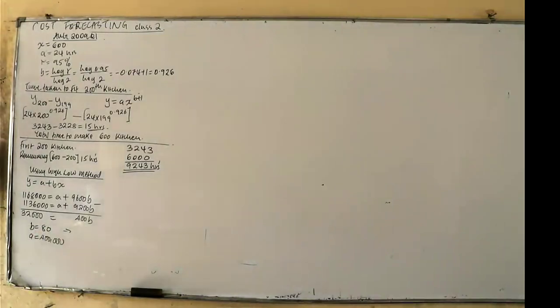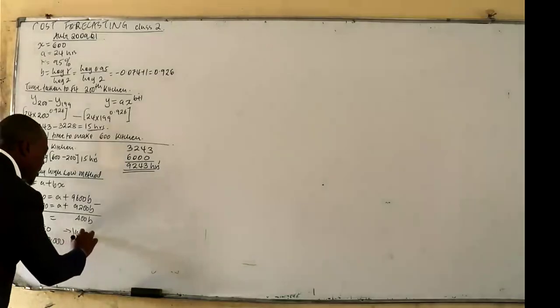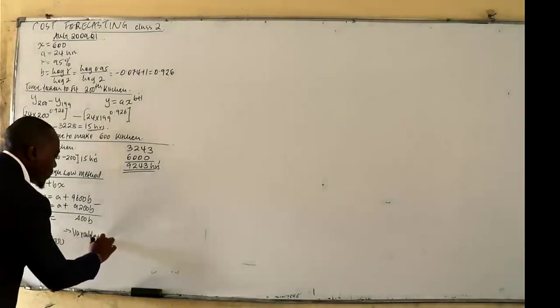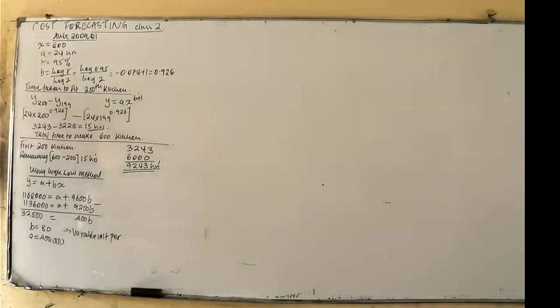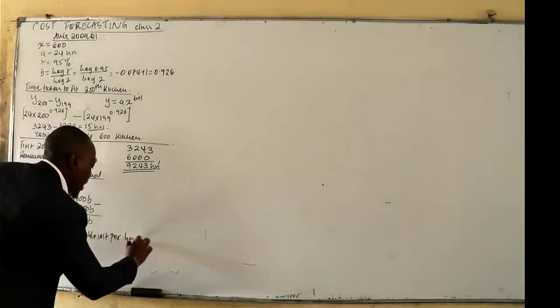What do we mean by b? What does b represent? Yes, this is what we have written in our last session. Correct. This is the variable cost per unit. But in this case, we're told that overheads are absorbed on the basis of labor hours. We're evaluating the hours. Our x was hours. This is per hour.